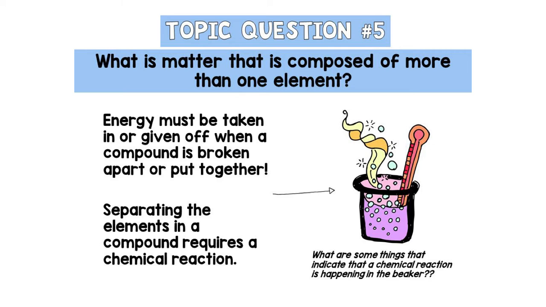Now, in order to form or break up compounds, energy must be taken in or given off. Separating the elements in a compound always requires a chemical reaction. Now, what are some things that indicate that a chemical reaction is happening? Well, there's a color change, there's bubbles, there's a temperature increase, there's a vapor, so all sorts of things. All of these are indications of chemical reactions.